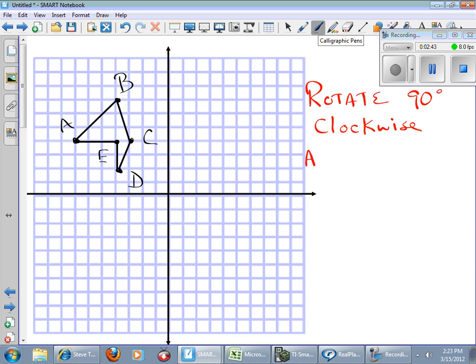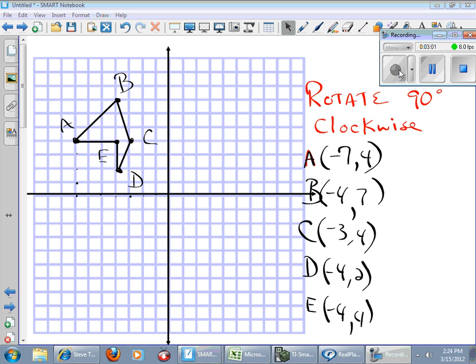I know that A is at the coordinates negative 7, 4. Okay, I'm going to write all these down. I'm going to pause the video so you don't have to watch me do it. Okay, so there are my coordinates. A is at negative 7, 4. B is at negative 4, 7. C is at negative 3, 4. D is at negative 4, 2. And E is at negative 4, 4.